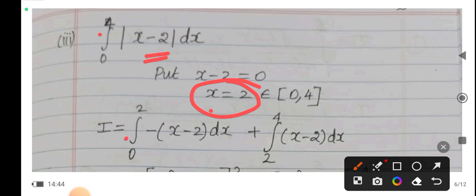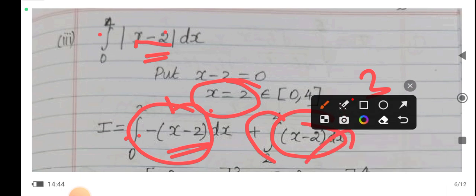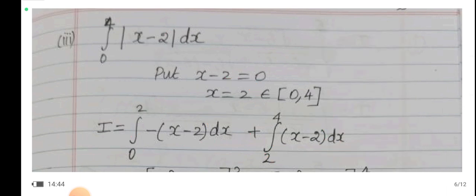Then split as 0 to 2 and 2 to 4. In 0 to 2, you take one number, say 1, and we get negative, so negative of x minus 2. Then in 2 to 4, you take one number, 3: 3 minus 2 is positive, so positive x minus 2. So that is how we are splitting. You understood, check this very, very important modulus.